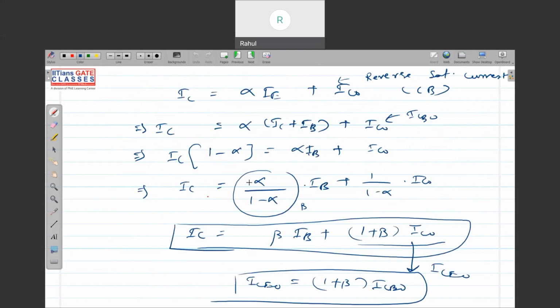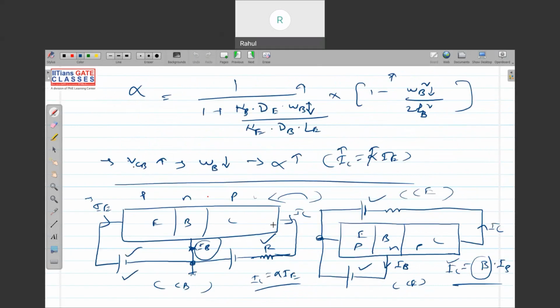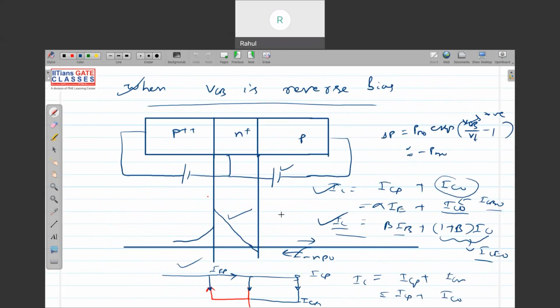You see, in a PNP transistor, the holes will be coming like this. The current will be out of the collector because, if you see this is my hole profile, then the current will be like this. Current will be coming out of the collector.